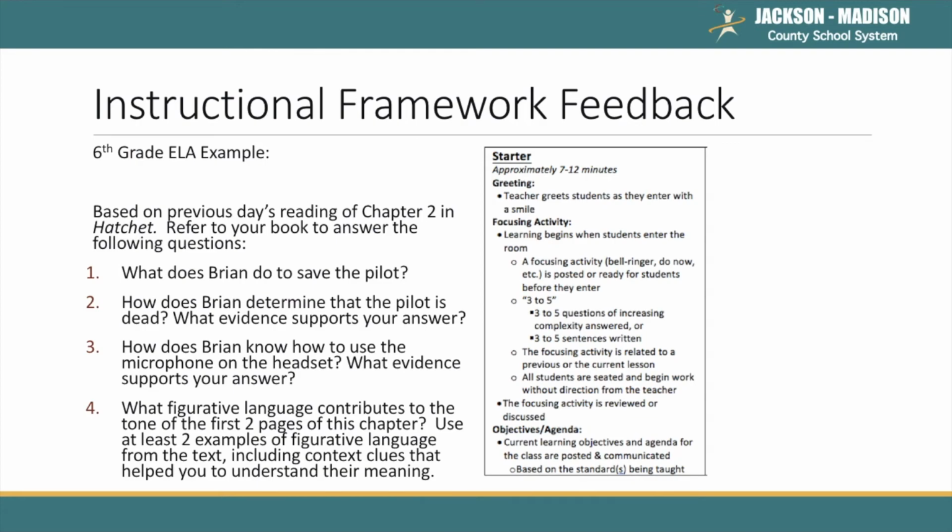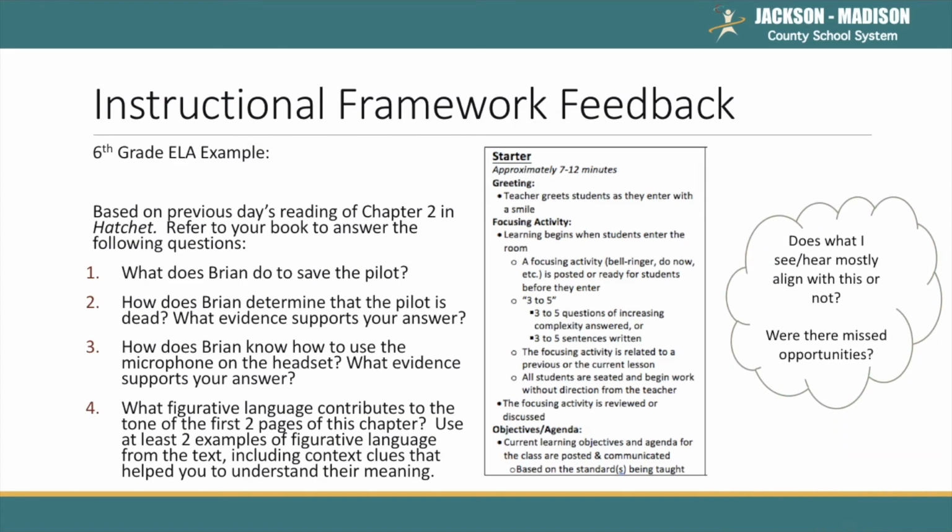Here we will use this 6th grade ELA example. Notice that it's based on the previous day's reading of Chapter 2 in Hatchet, and it refers students to their book to answer the following questions. So we would look at the starter section and ask ourselves, does what I see or hear mostly align with this or not? And we would ask, were there any missed opportunities?